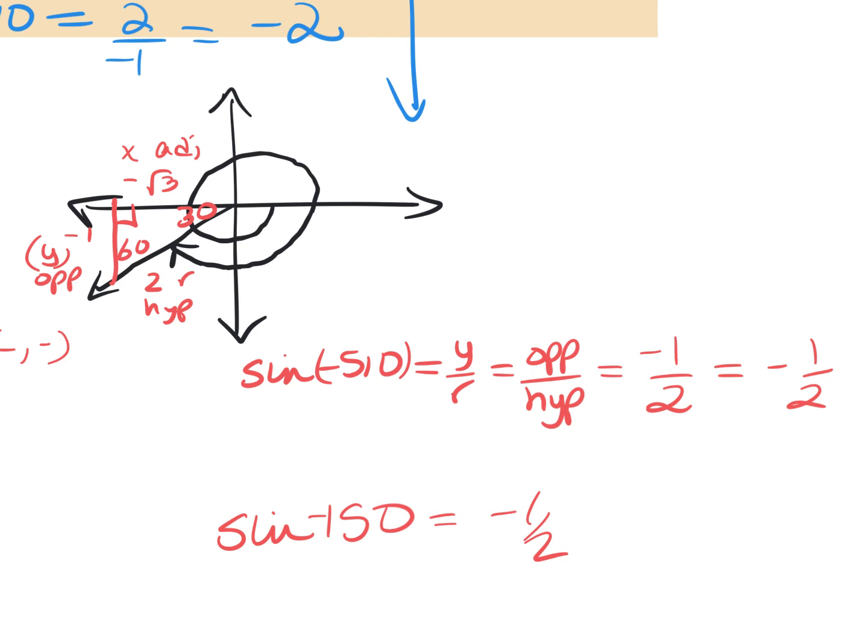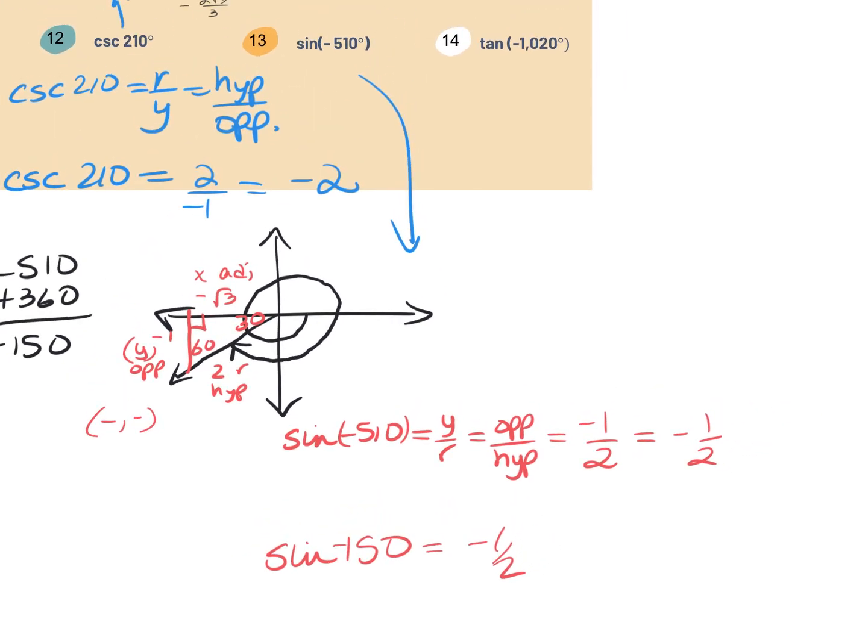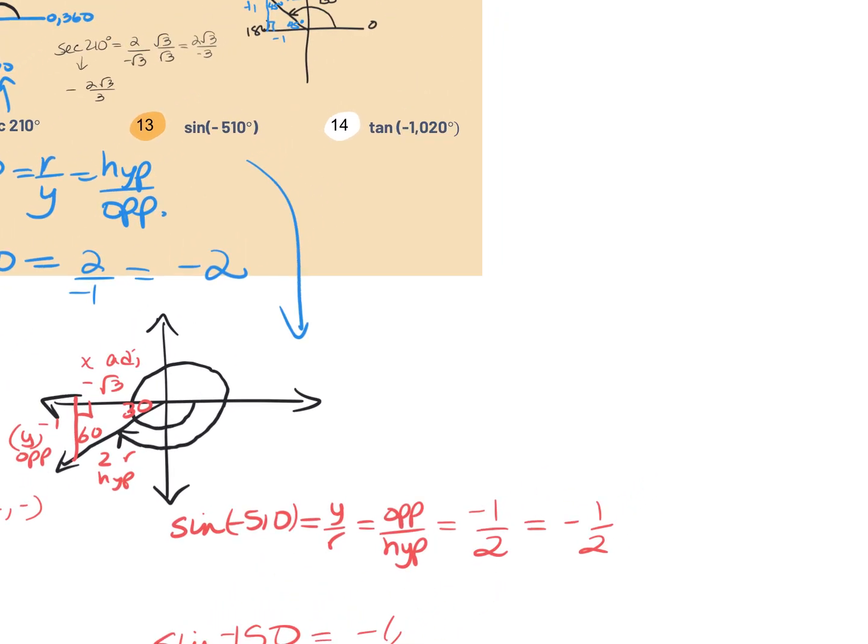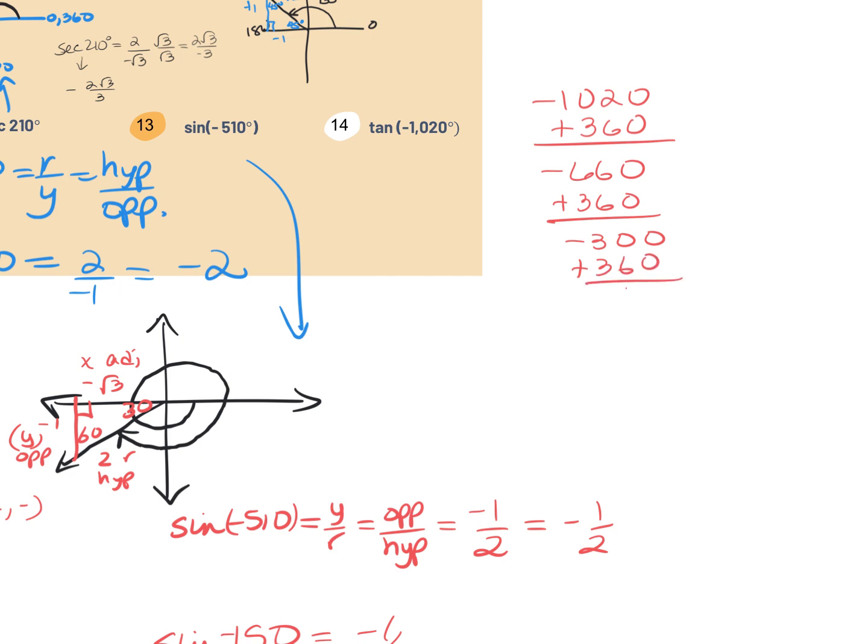Now we're going to do a really big one, tangent of -1020. So again, to figure out how many times I need to circle around, let me start adding some 360s. This will give me -660. I'm going to add another 360. This is now going to give me -300. And then add one more 360 till I finally get my positive reference angle. So I actually have to circle around 3 different times.